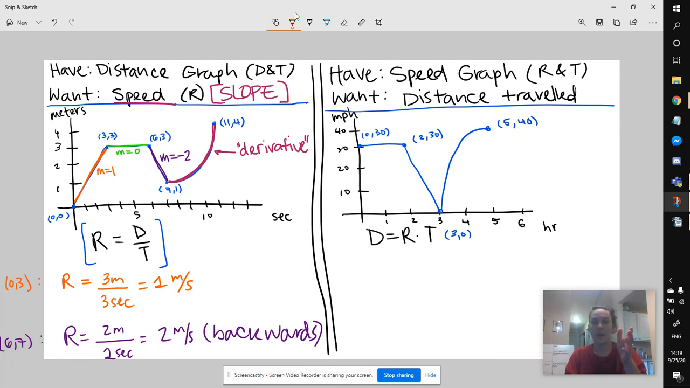Again, we've got hours, so time, on our x-axis. We've got miles per hour, which is a speed, on our y-axis. We've got our equation, distance equals rate times time. We've solved for distance because it's what we want. The equation has rate times time because it's what we have. Lovely. So if we want the distance traveled in the first 2 hours, just from here to here.